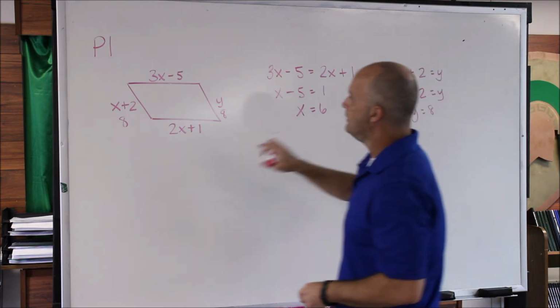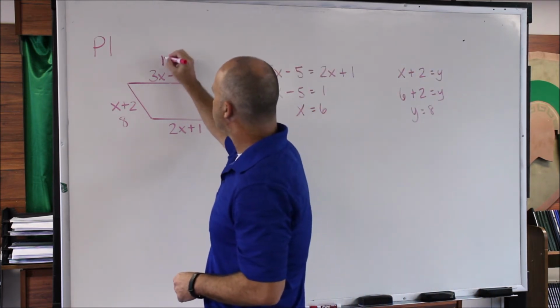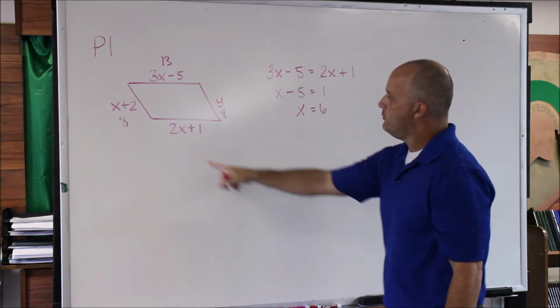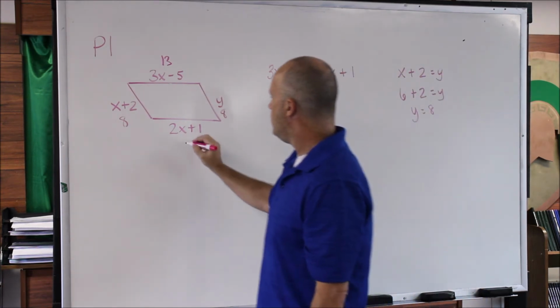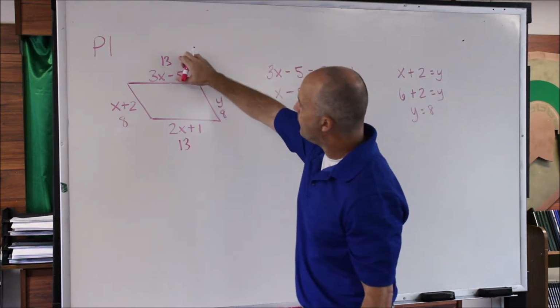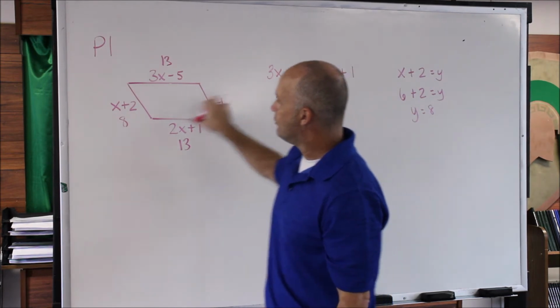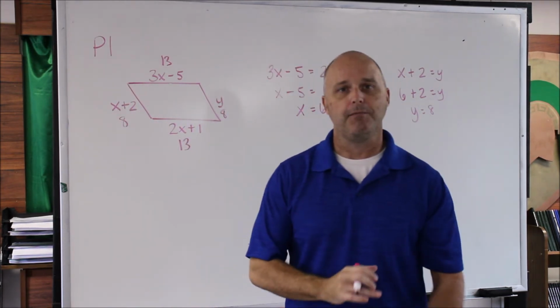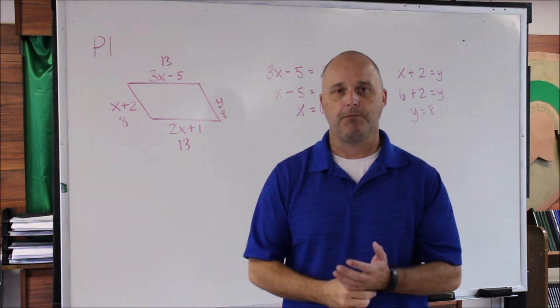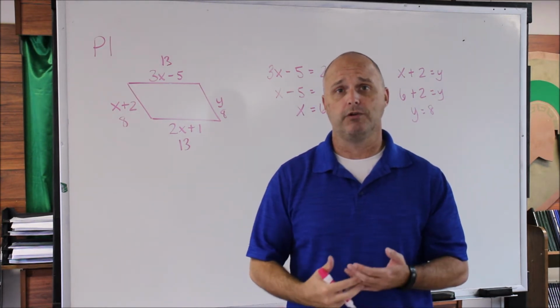So 3 times 6 is 18, minus 5 is 13. And then 2 times 6 is 12, plus 1 is 13. So we've got a congruent side here, a congruent side here, congruent and congruent. So then that means we found the values that make that quadrilateral into a parallelogram.